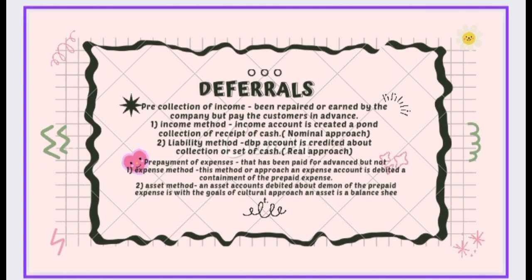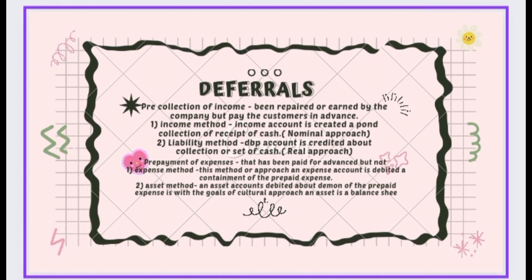Examples of deferrals are quarterly rent payments received in advance by a property owner, which is deferred revenue, and annual insurance premiums paid in advance by the insured. Pre-collection of income is income being received or earned by the company but paid by the customer in advance. Also, there are two methods of pre-collection of income, the income method and the liability method.